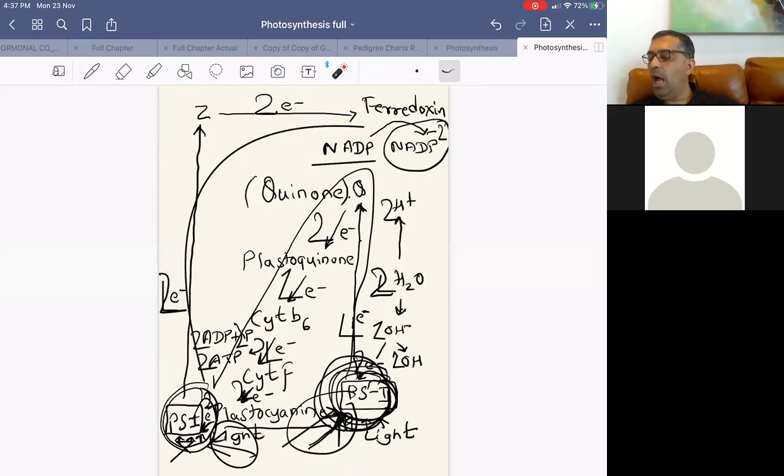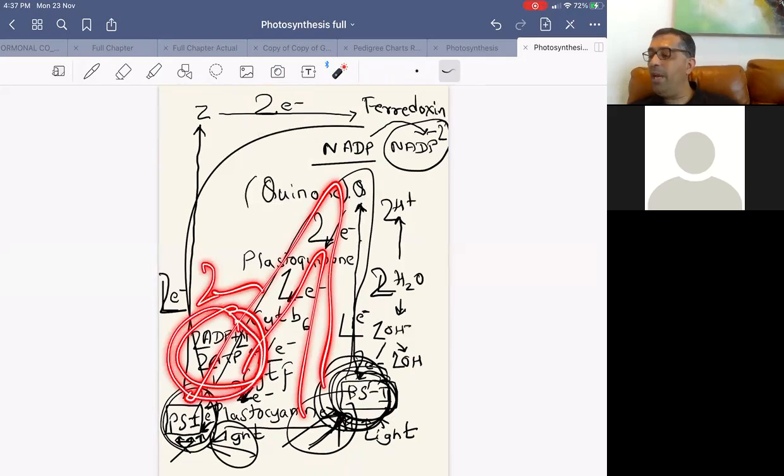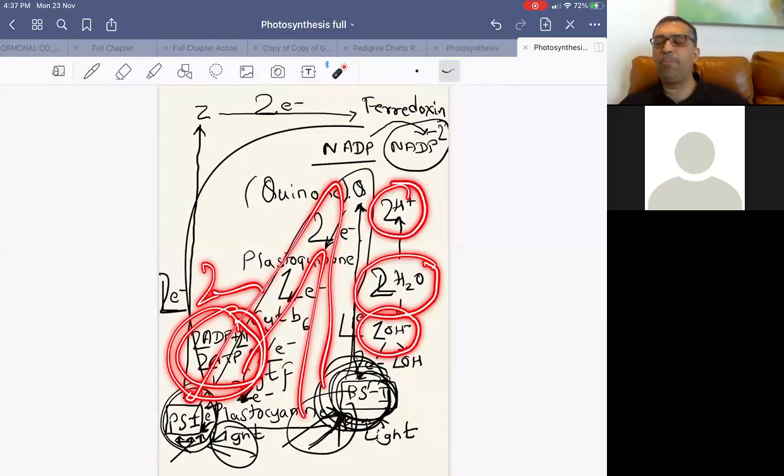Golden word. How many ATPs are formed? 2. एक non-cyclic में एक ATP बना, तो दो non-cyclic में दो ATP बनेंगे. How many photolysis of water take place? 2. And 2H2O split to form 2OH minus and 2H plus.